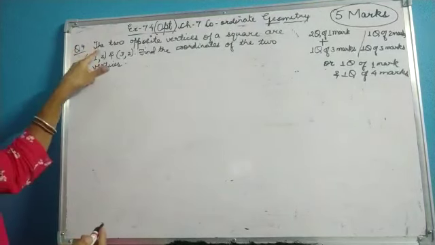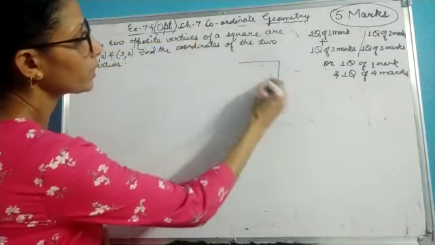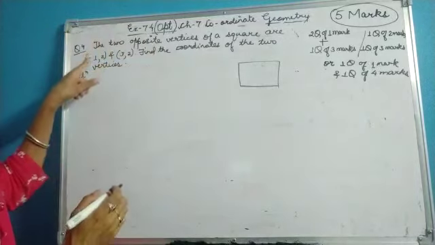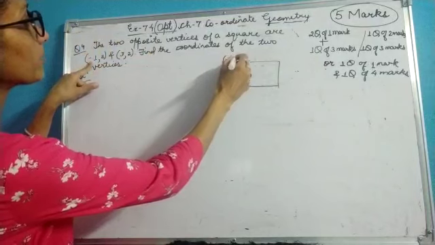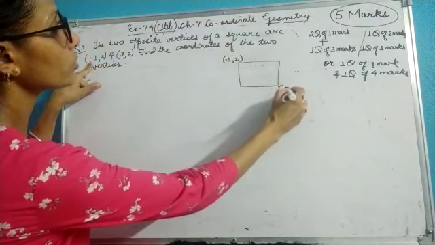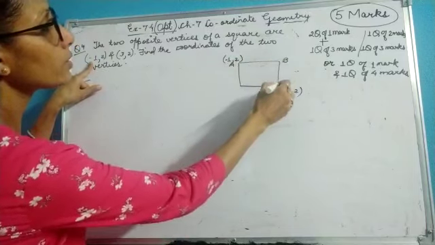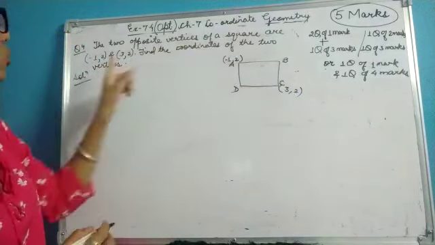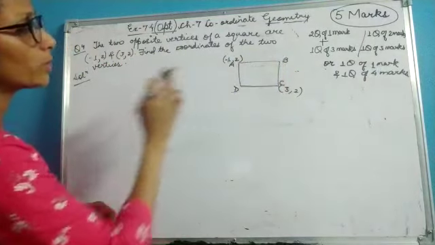Here it is given the two opposite vertices of a square. So make a square first. Let this be a square. These are opposite vertices. That means if this is your -1, 2, then this is your 3, 2. Let this be A, B, C and D. Find the coordinates of the two vertices. That means you have to find out the coordinate of B and coordinate of D.